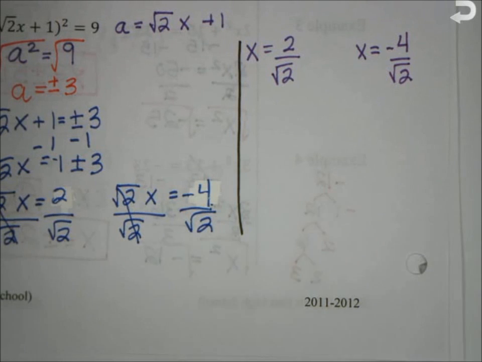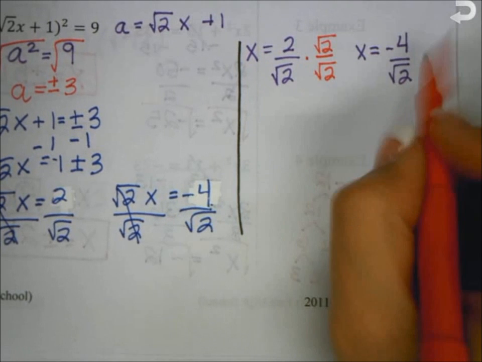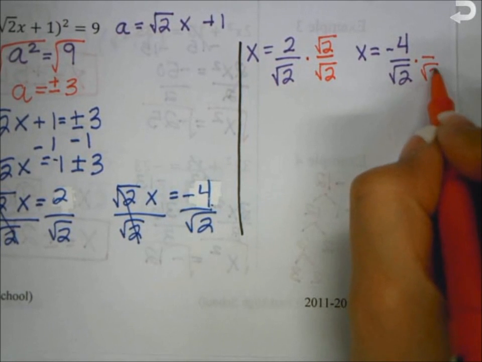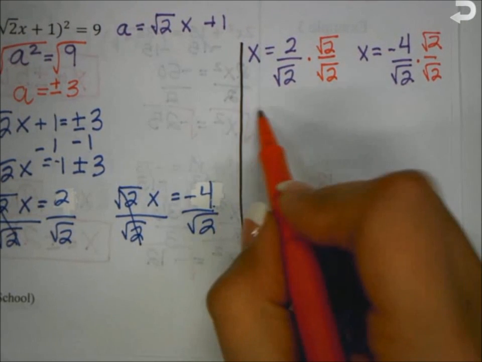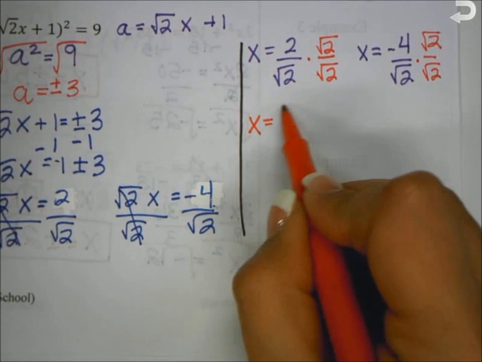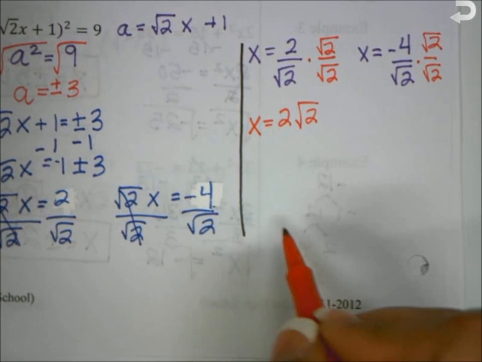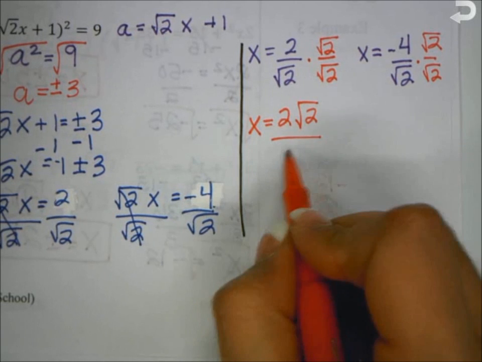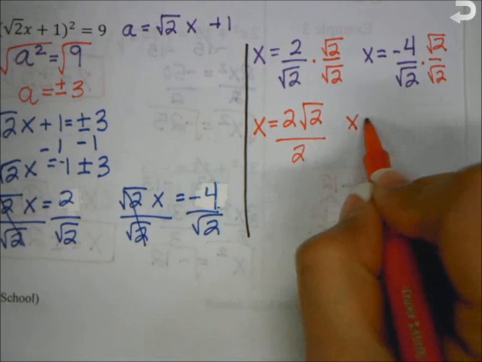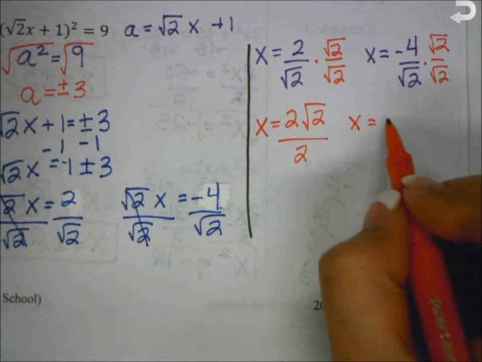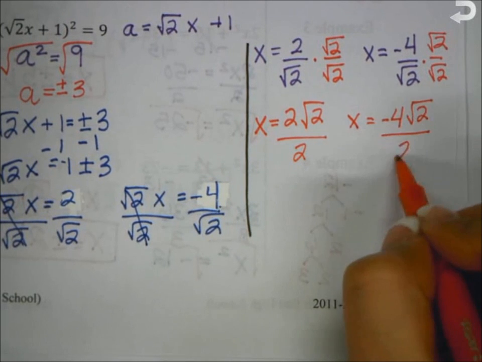X equals, right here, 2 times square root 2, 2 root 2, all over, root 2 times root 2, all over 2. And x equals negative 4 times root 2, negative 4 root 2, over 2. Now, did these simplify? Yeah, the 2's cancel each other out here, right? So that's going to give me x equals root 2. And what about this one?